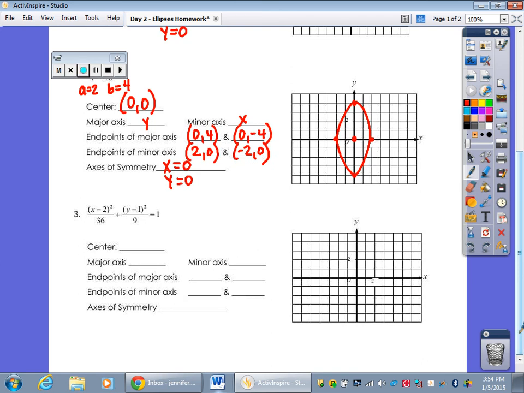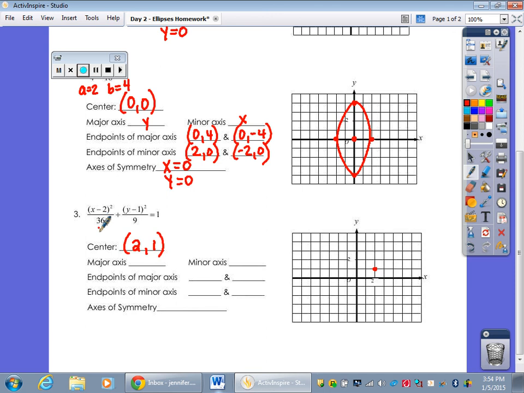Again, it's equal to 1, just like the last one and the one before it, so you don't have to do anything to get it ready. Our center is now at 2, 1. Remember that it's opposite inside parentheses. So if it says -2, it's +2. If it says -1, it's +1. So 2, 1, we're going to go ahead and plot that.